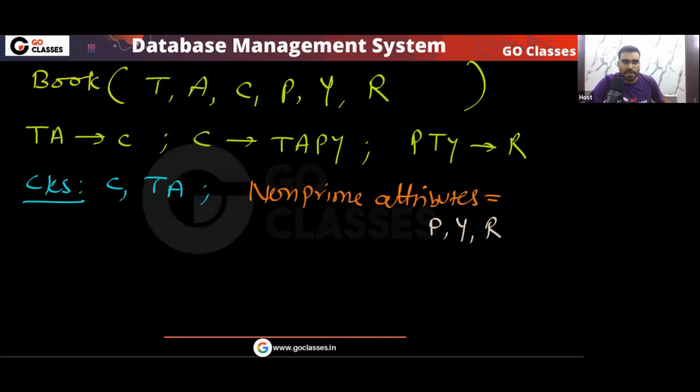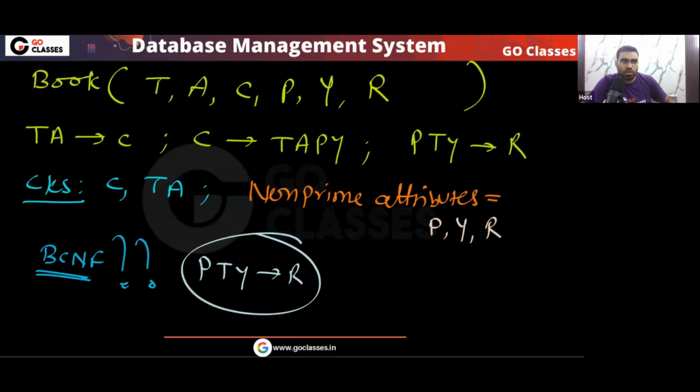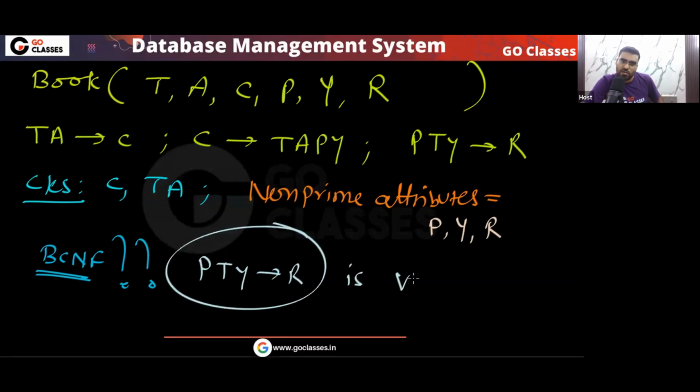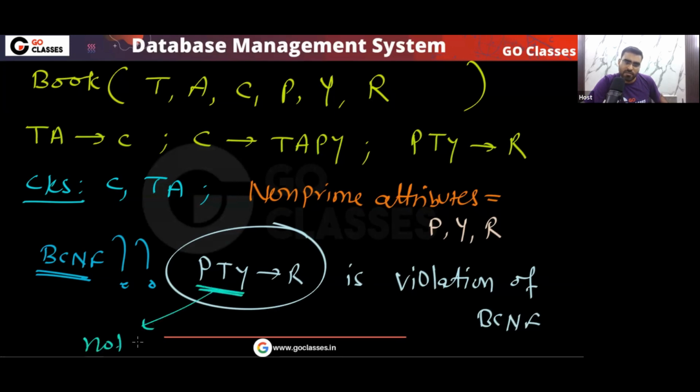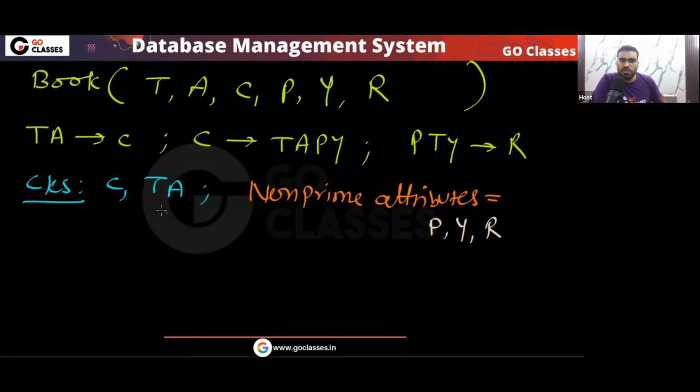Okay. Now let's check. First of all, you tell me, is this in BCNF or not? BCNF checking is very easy. Is there any violation of BCNF? Yes. You can see PTY determining R is a violation of BCNF. Why? Because you can easily see this is not a super key. So this is a violation of BCNF. So BCNF is gone.